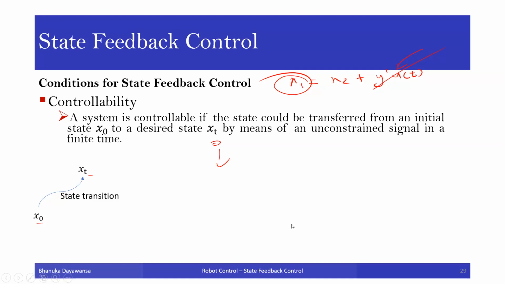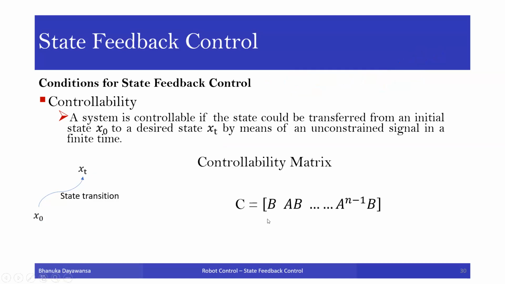It's by getting the controllability matrix. You stack up B, AB, up to A^(n-1)B, and if the matrix is full rank, then you have full state controllability. Full rank means the rows of the matrix are not linearly dependent.